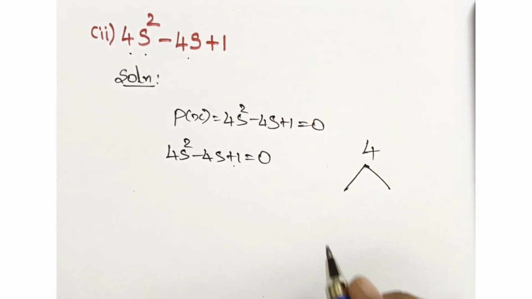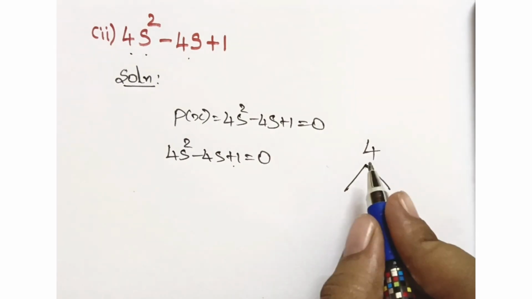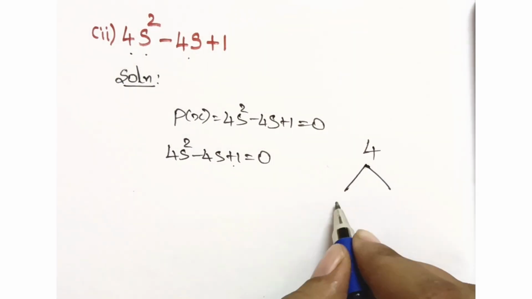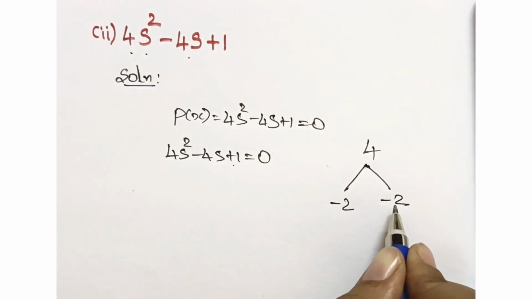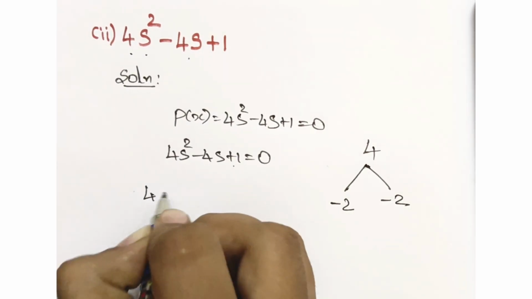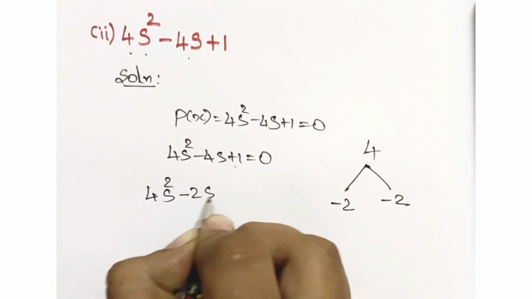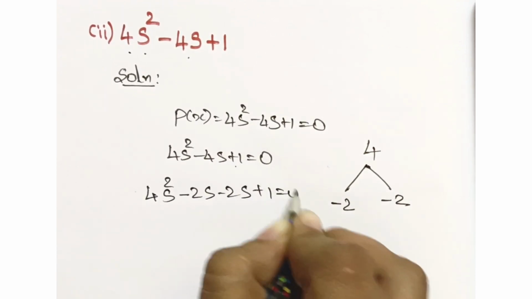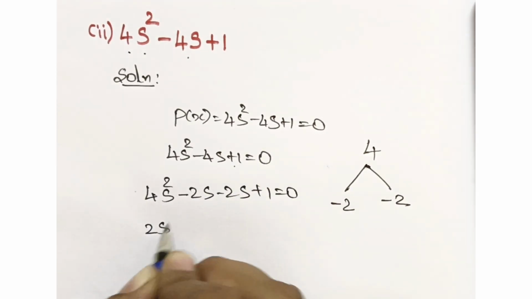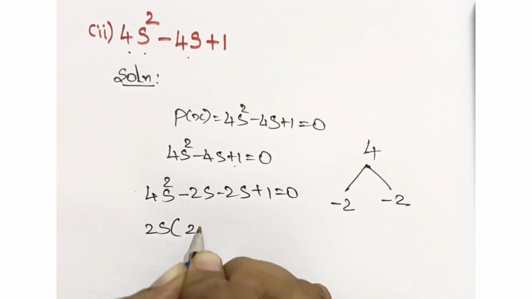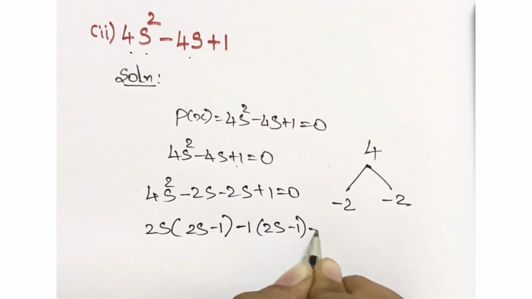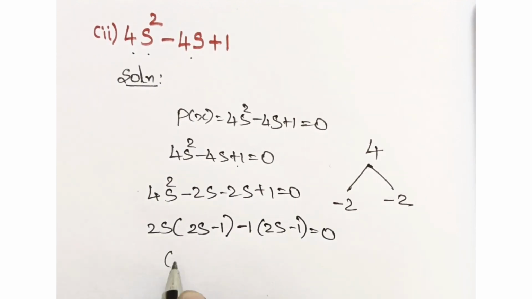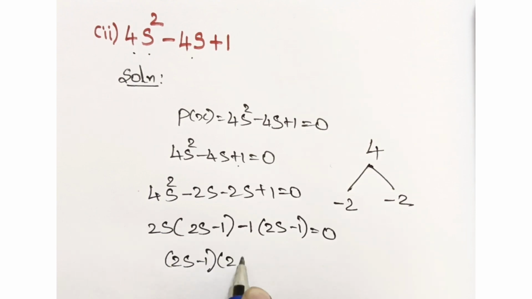We have to find the two numbers. When we multiply them, we get 4. When we add them, we get minus 4. Minus 2 and minus 2. When we add minus 2 and minus 2, we get minus 4. So split the middle term minus 4s into minus 2s minus 2s. Then take 2s common in the first two terms. You get 2s minus 1, and minus 1 common in the last two terms, 2s minus 1 equal to 0. Then 2s minus 1 is common and the remaining term 2s minus 1 equal to 0.